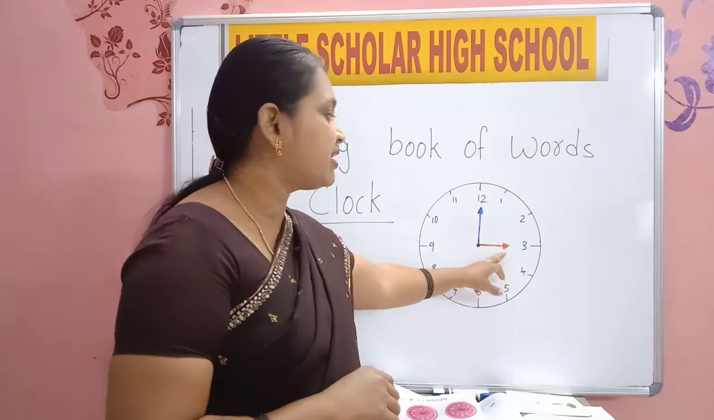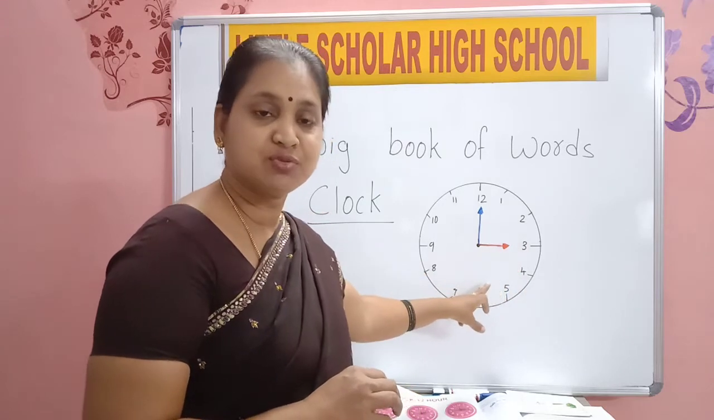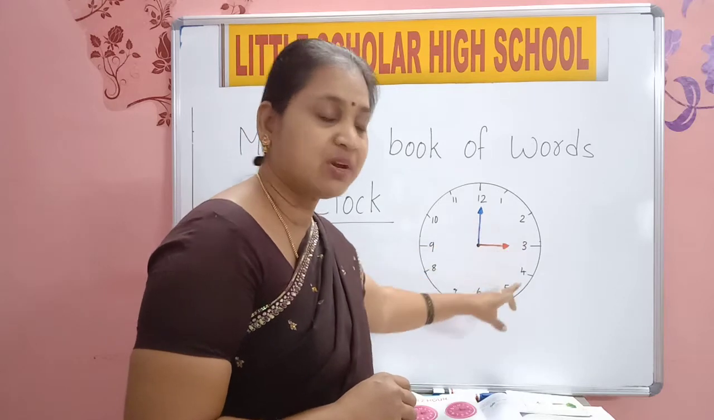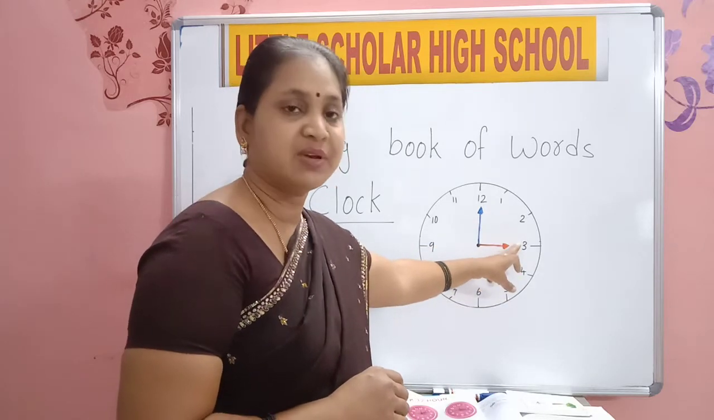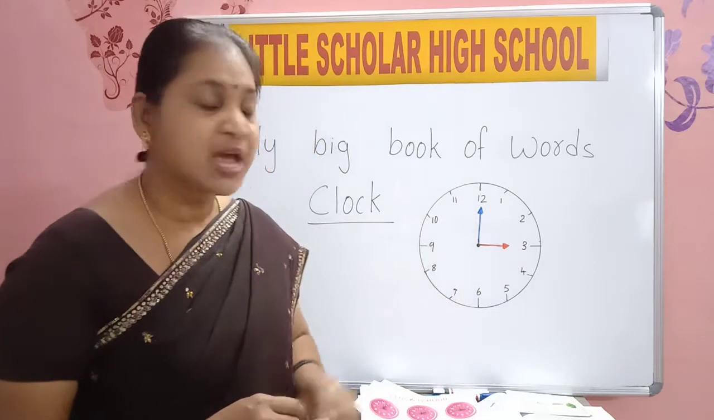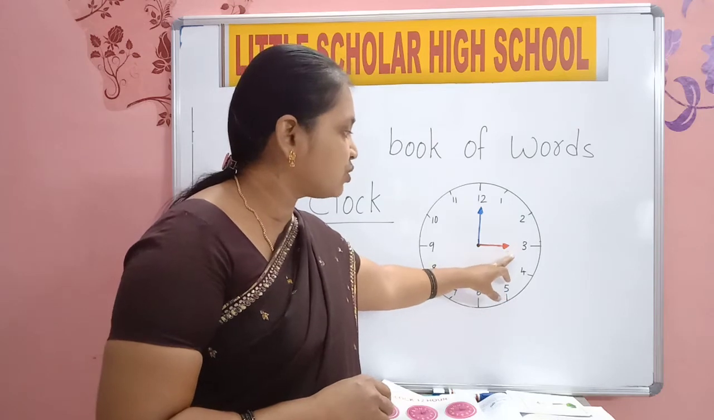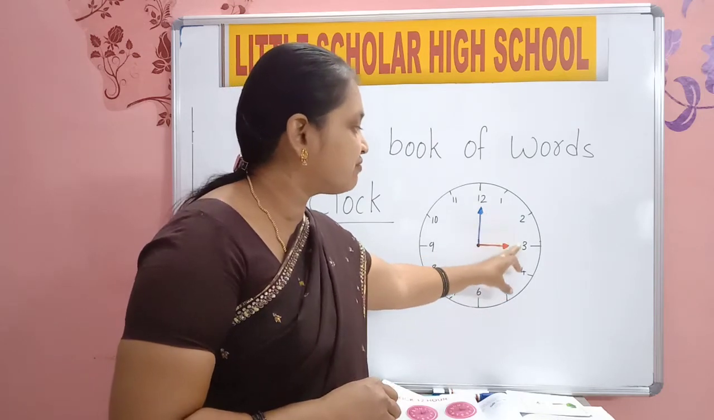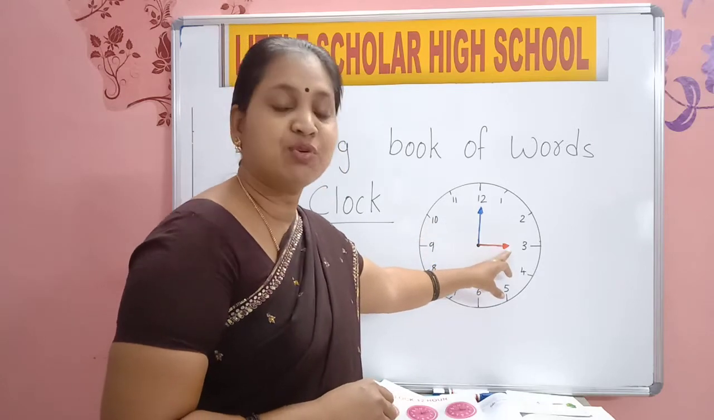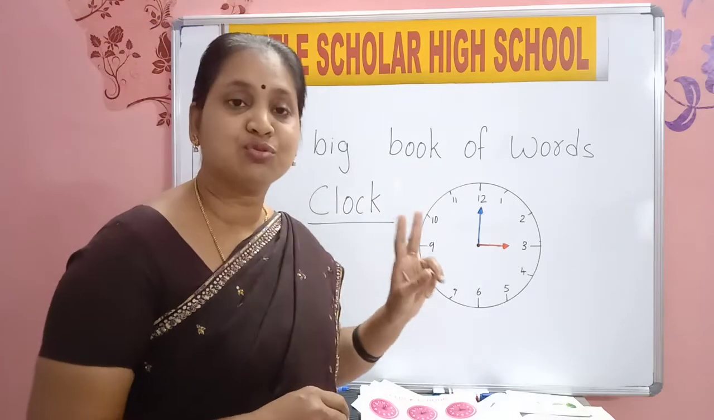The hour hand will move very slowly from 3 to 4, 4 to 5, 5 to 6. But the minute hand will move very fast. When the hour hand is on 3, exactly the minute hand is on 12. When the hour hand reaches 4, the minute hand moves fast and completes one full round. The hour hand will move from 3 to 4 only.